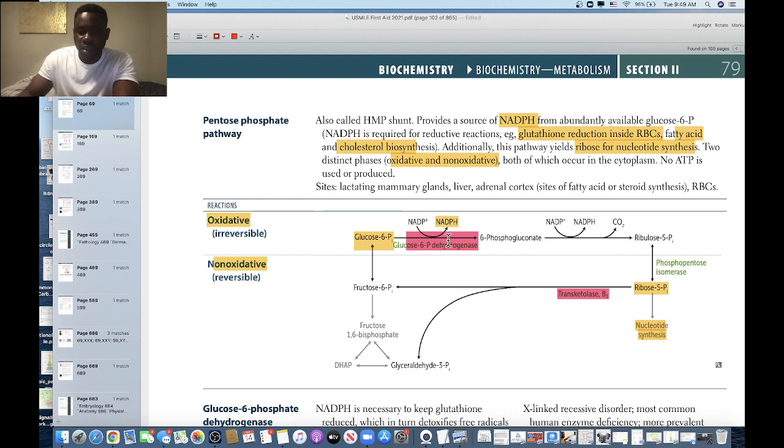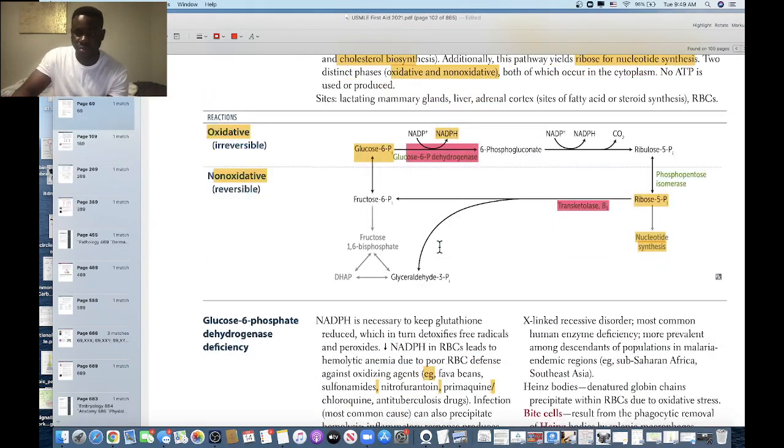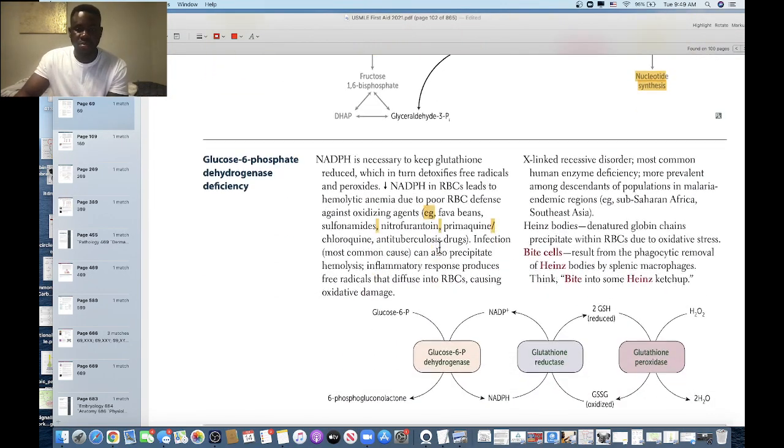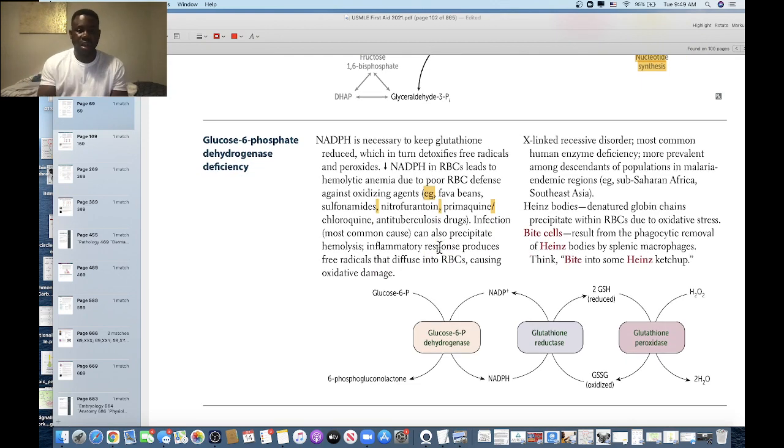Therefore, if you lack G6PD, then you will also lack NADPH. Therefore, you can't remove free radicals. So those free radicals will damage the RBCs. So somebody with G6PD deficiency, this is the reason why their RBCs will have hemolysis like that. So let's go quickly through this.